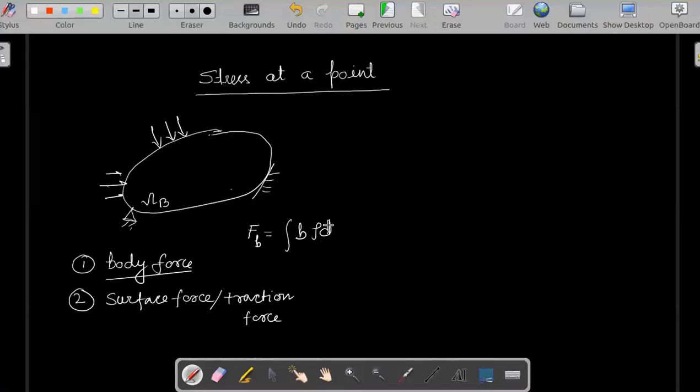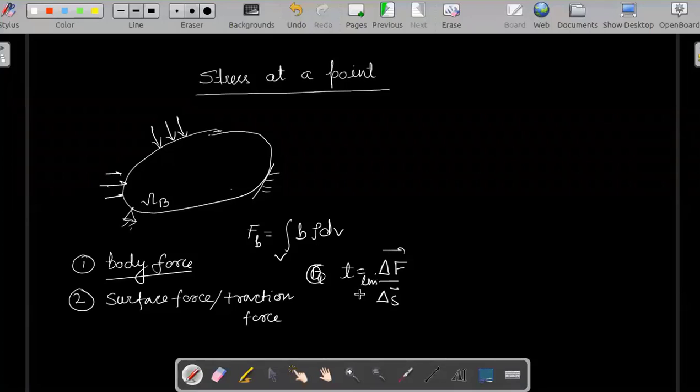rho dV, over the volume, and the traction force is defined as the force applied on some small area, and we are integrating this traction force over dS, over the surface. This is what the body force and traction force are.